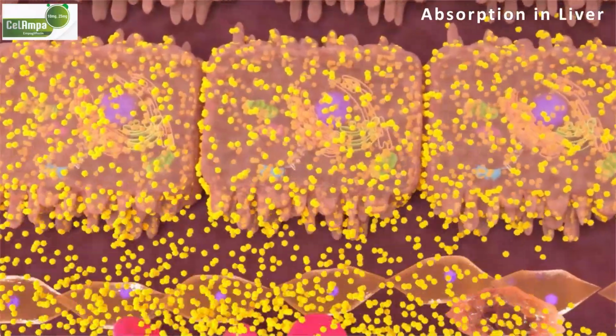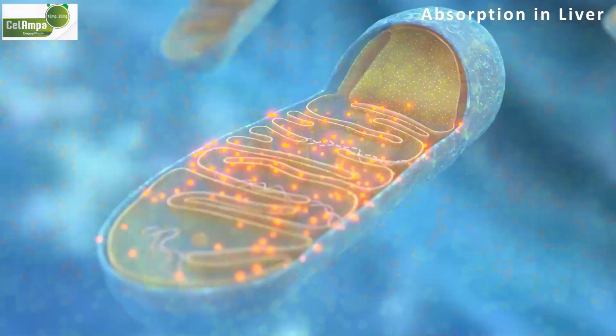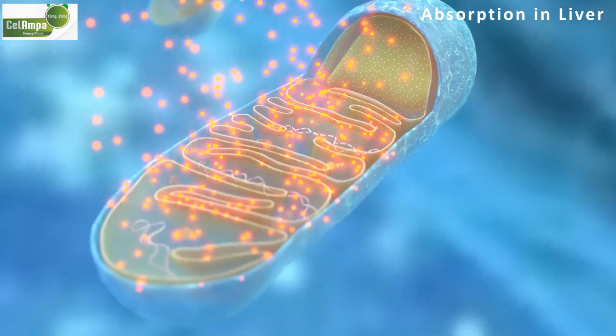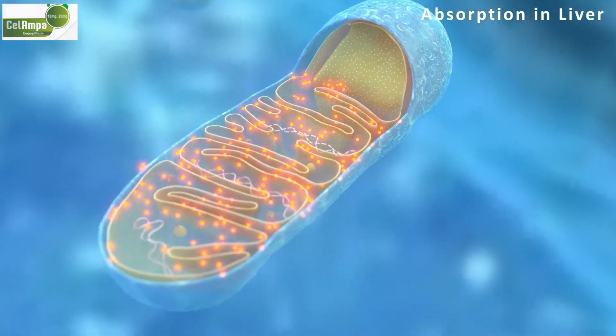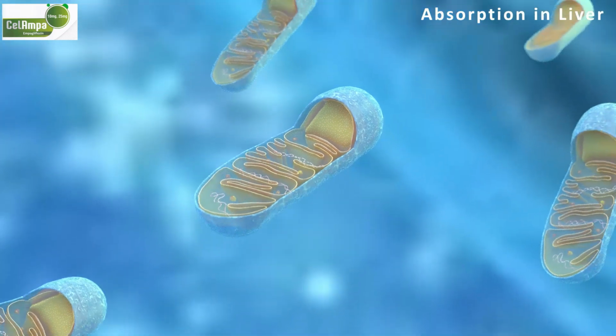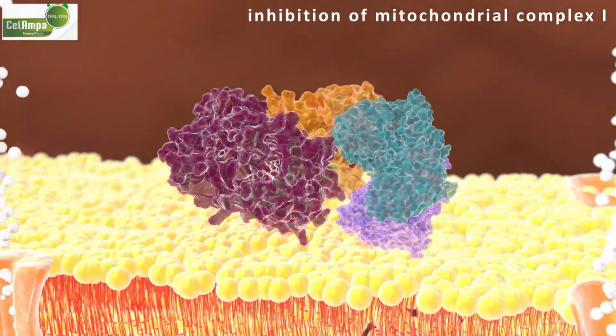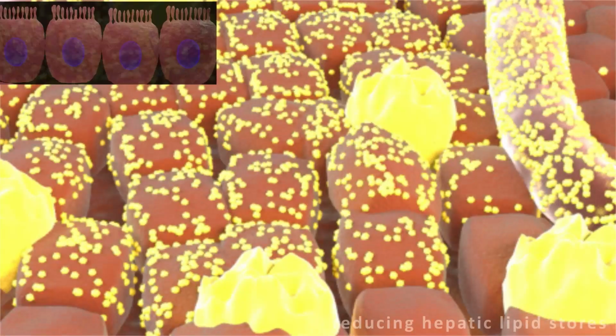It is well established that metformin inhibits mitochondrial complex 1 activity, and its potent anti-diabetic effects occur through this mechanism, thereby inhibiting fat synthesis and leading to fat oxidation, reducing hepatic lipid stores, and increasing liver sensitivity to insulin.